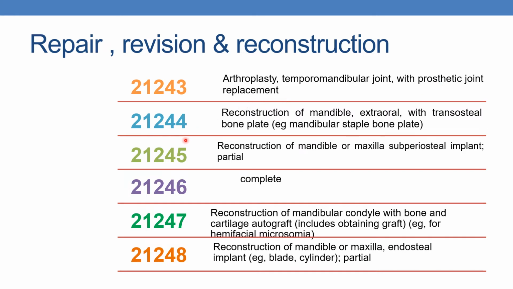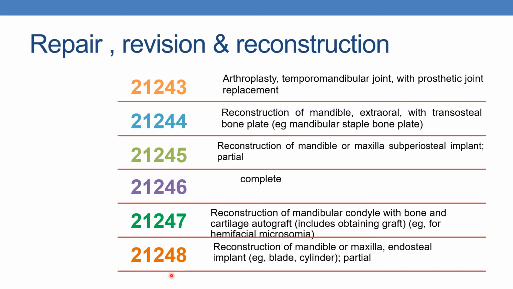The next is 21244. It deals with reconstruction of mandible extraoral with transosteal bone plate. Example, mandibular staple bone plate. The next is 21245. It deals with reconstruction of mandible or maxilla subperiosteal implant partial. The next CPT deals with complete reconstruction of mandible or maxilla subperiosteal implant. Complete is given by the CPT 21246. The next is 21247. It deals with reconstruction of mandibular condyle with bone and cartilage autograft.